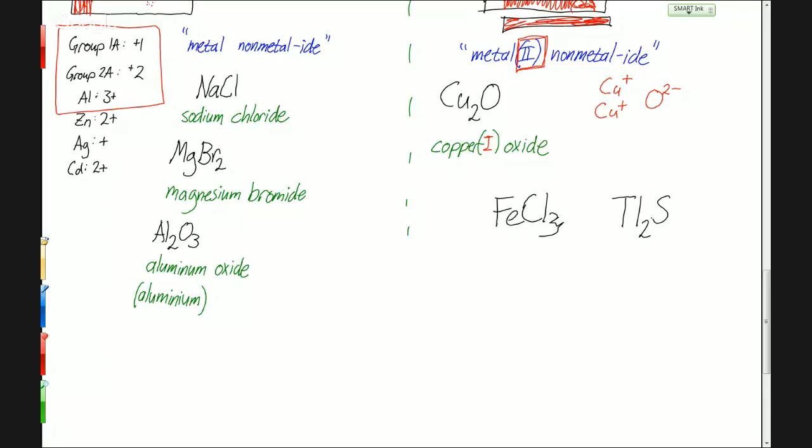All right, guys, names. What did you come up with for FeCl3? So it's iron chloride. And then what do we put in the parentheses?